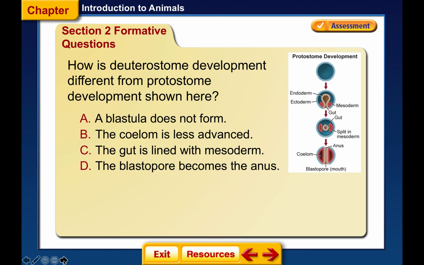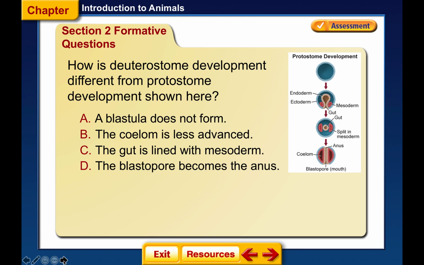All right, how is deuterostome development different from protostome development? Well, we know that protostomes, that opening into the gastrula becomes the mouth. Proto means first, stoma means opening. Deuterostomes, deutero means second. So the blastopore in the gastrula becomes the anal opening.